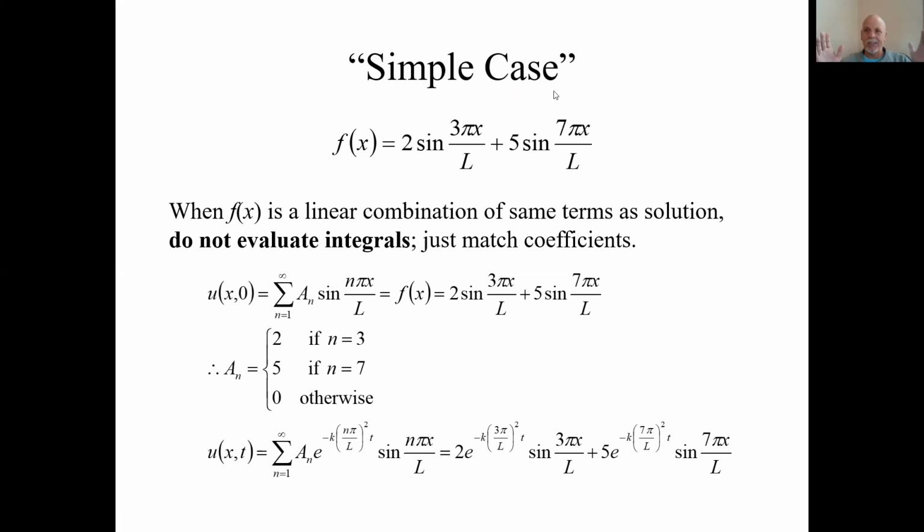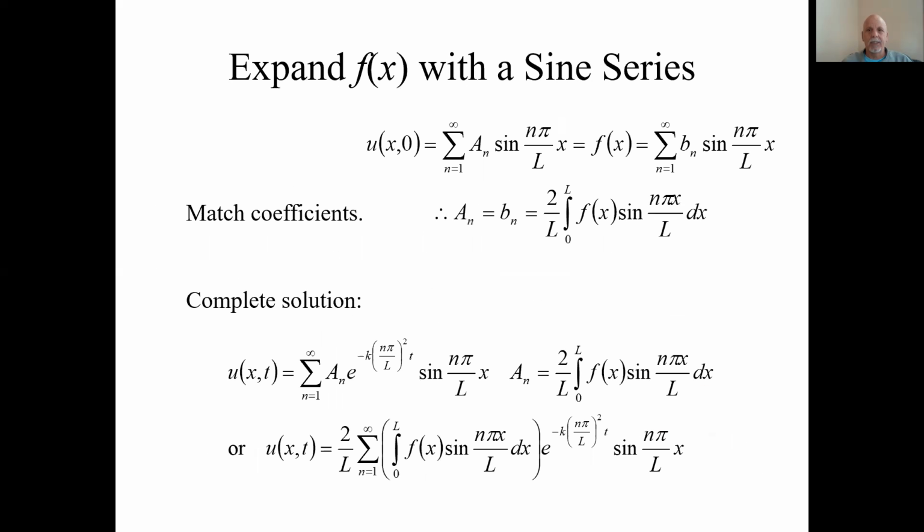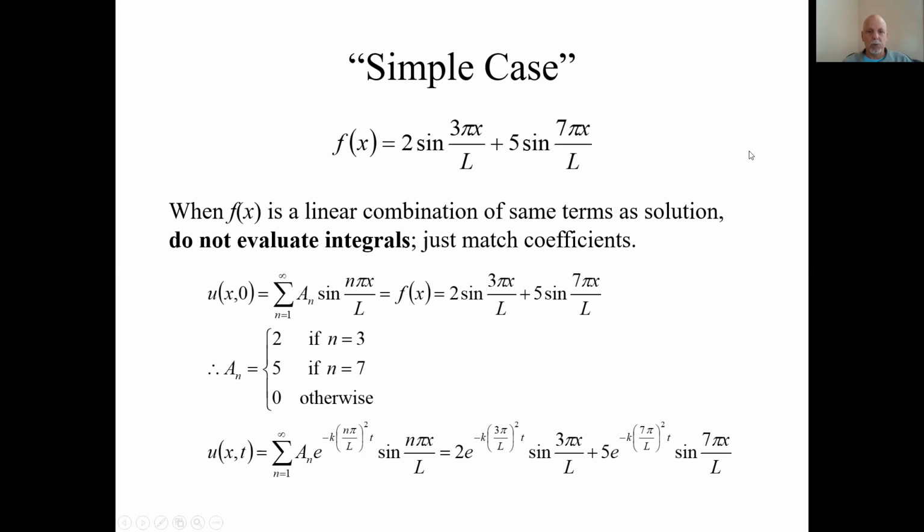In both cases, all I'm doing is matching coefficients. In one case, I match the coefficients a sub n to the coefficients of the Fourier sine series. In this simple case, I'm matching these a sub n's to things that match my initial function, which was already in a format that matched my solution.